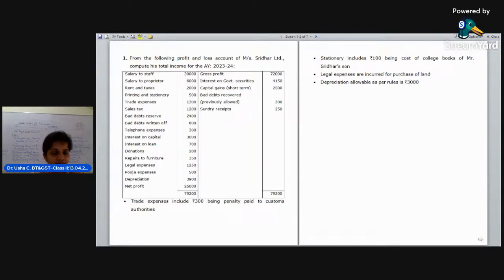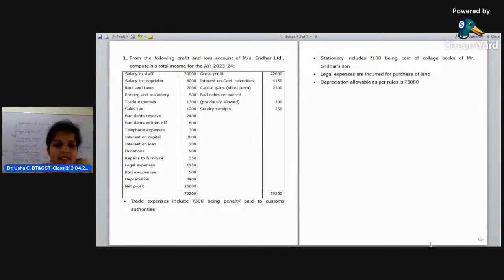What do we have to do for the non-business income? Whatever non-business income is credited to the profit and loss account, credited means the profit is going to increase. So, we have to deduct it. Correct. Next thing is capital gain, that is short-term capital gain. Whatever income we earn from the sale of a short-term capital asset will be taxable under the head capital gain, not under the head business. Hence, it is a non-business income. So, we have to deduct it.